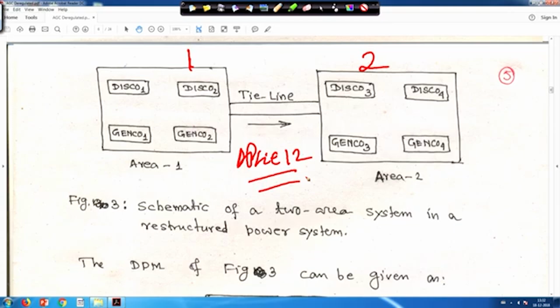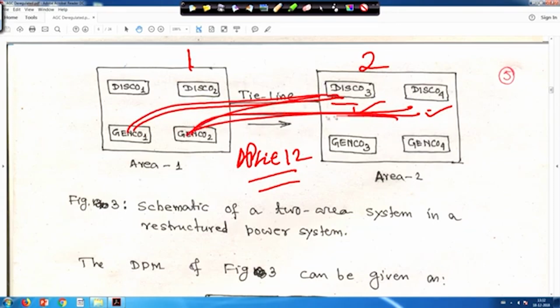Then what will happen is that you have DISCO 3 and DISCO 4 in area 2. So, first you will take the power demand of DISCO 3 and DISCO 4, whatever contract they have with GENCO 1 and GENCO 2. So, DISCO 3 and DISCO 4 will take power from GENCO 1 and GENCO 2, whatever contract participation factors they have. That means this power will be flowing in this direction. Similarly, whatever DISCO 1 and DISCO 2 take from GENCO 3 and GENCO 4, their power will try to flow in this direction. So, ultimately the resultant will be the power DISCO 3 and DISCO 4 are drawing minus the power demanded by DISCO 1 and DISCO 2 which they have contracted with GENCO 3 and GENCO 4.